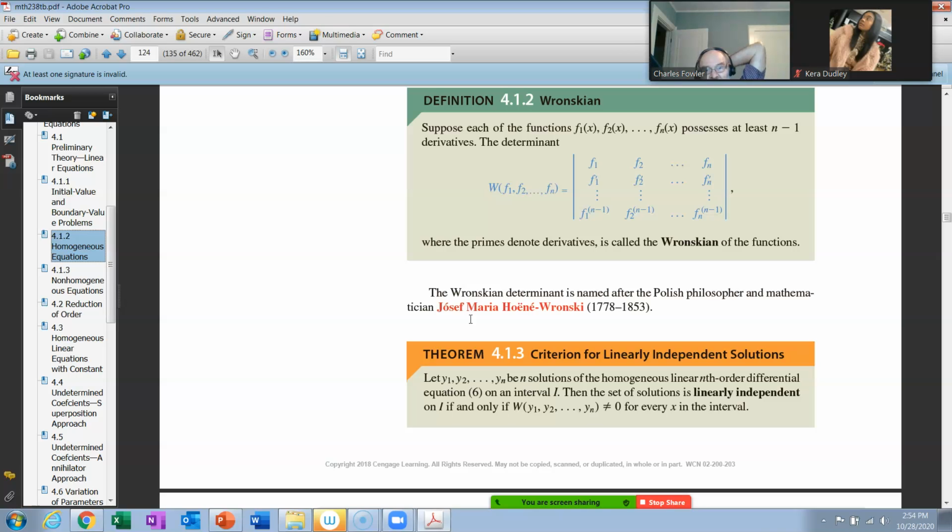Okay. All right. So here's the criterion for linearly independent solutions. Let y1, y2, y3 be n solutions for a homogeneous linear nth order differential equation. So it's an nth order equation, you have n solutions. Now, this is your homogeneous equation, that was equation 6, on some interval I, have to define the interval. Then the set of solutions is linearly independent on that interval I if and only if the Wronskian is not equal to 0 for every x on the interval. Okay, every one of them.